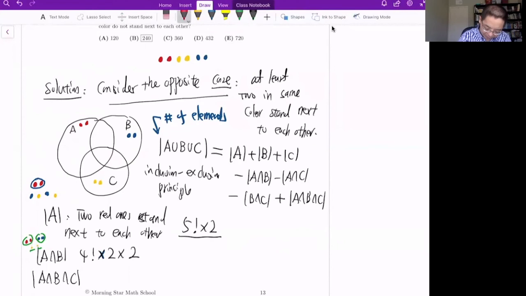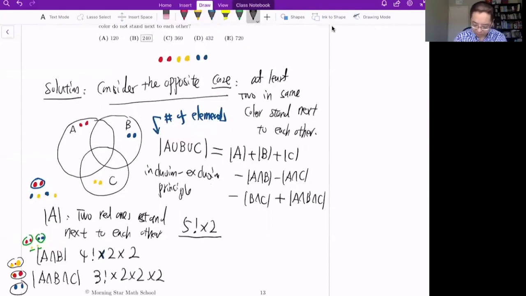Okay, so that means they're all standing next to each other: 2 yellow, 2 red, and 2 blue, right? So that means you can consider it as just 3 people. This will be 3 factorial, and then for each pair you can switch them, so you multiply by 2 times 2 times 2.